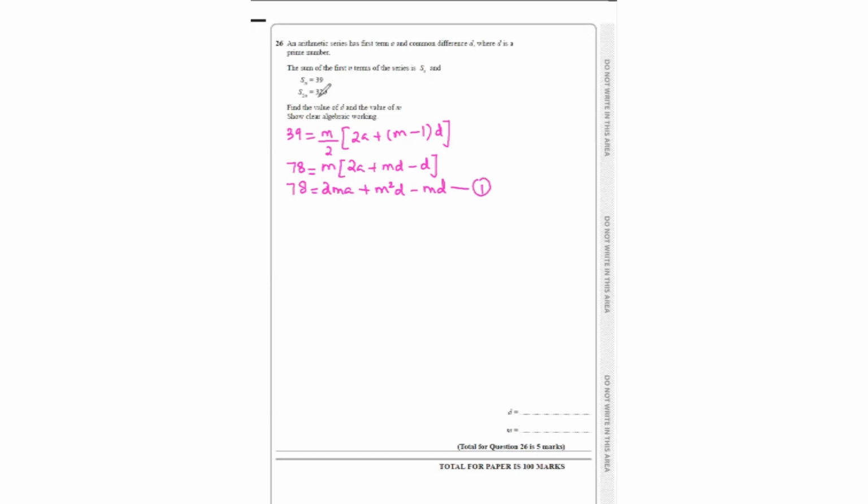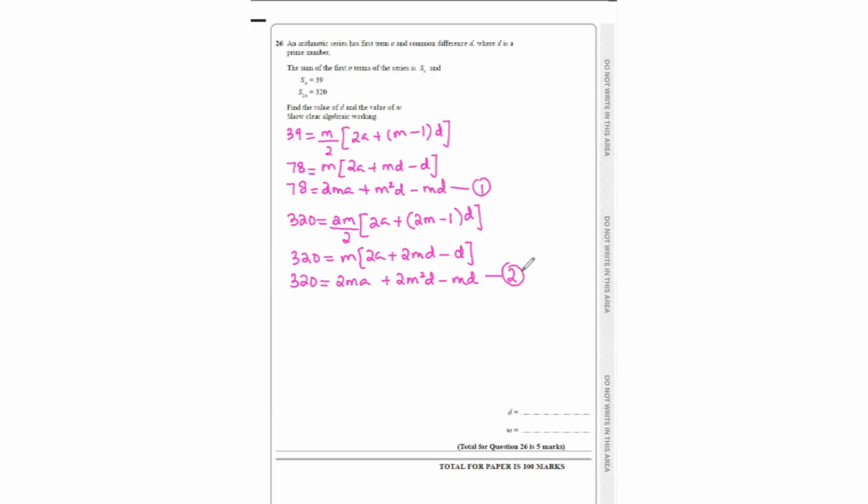Now we use the sum of the first 2m terms. That's going to be 320 equals 2m over 2 times (2a plus (2m minus 1) times d). Once again, a and d stay as they are. What we change is the sum value and the n value, which is 2m now. So that's 320 equals m times (2a plus 2md minus d). Again, expand the bracket. That's 2ma plus 2m square d minus md.